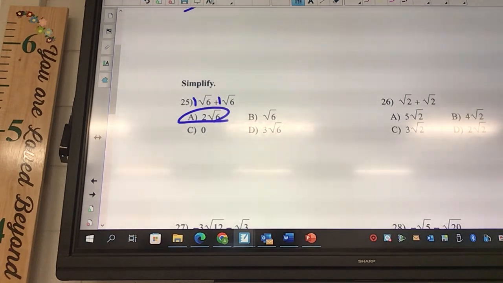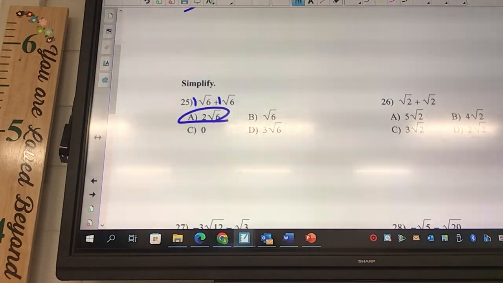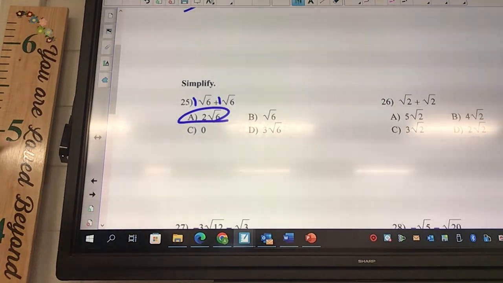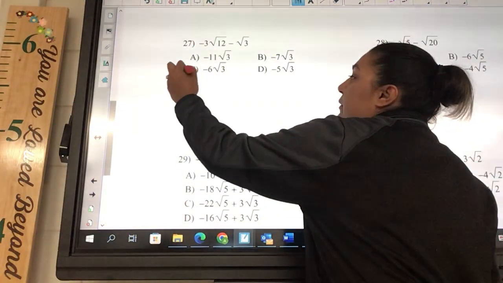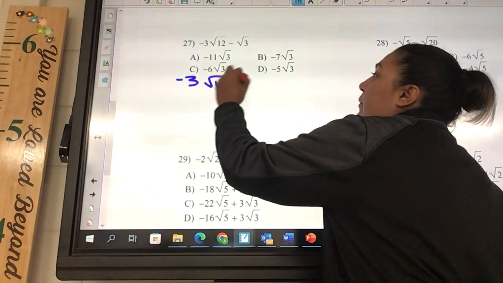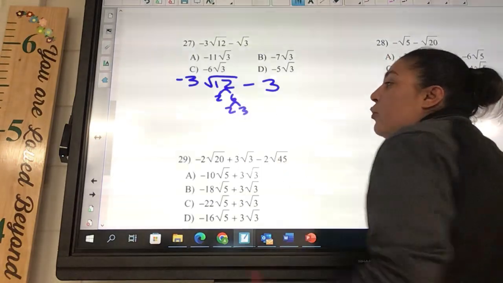Okay, if you look at 21, underneath the radicals, are they the same? No, so we got to get them the same. So 12 needs to be simplified. Okay, so we got 2, 6, 2, 3. So who can go?